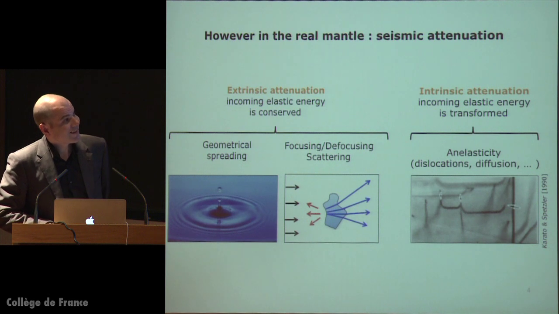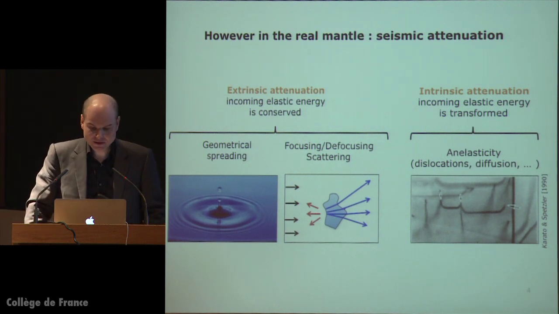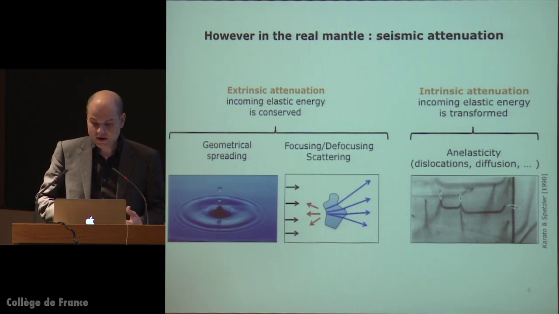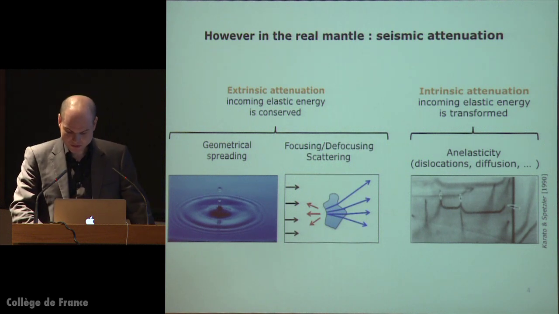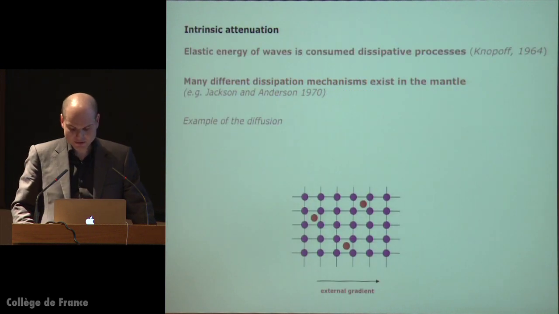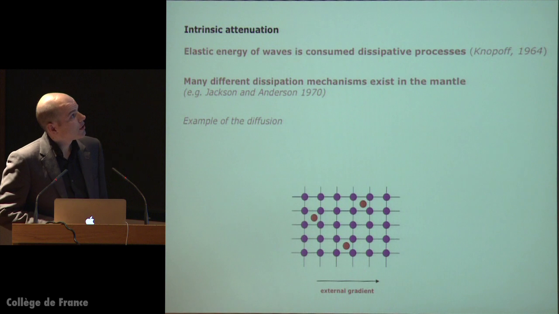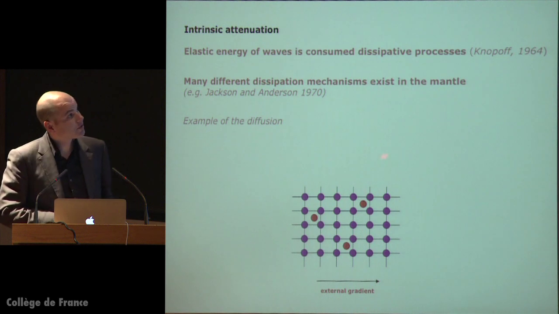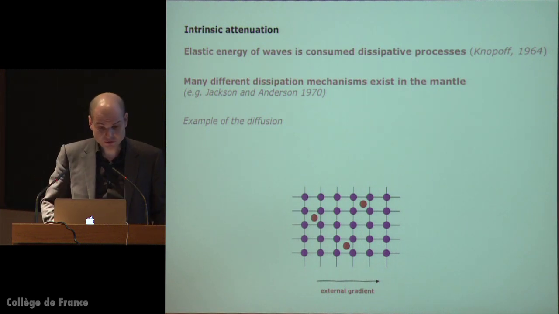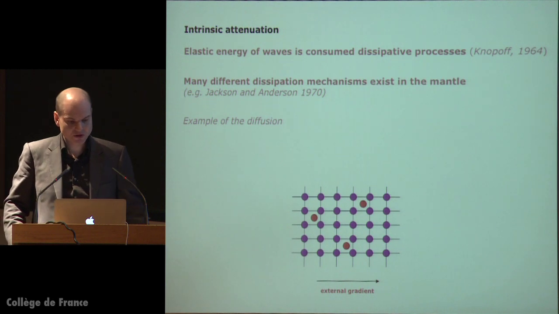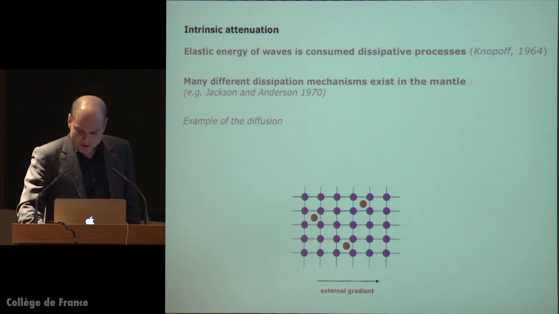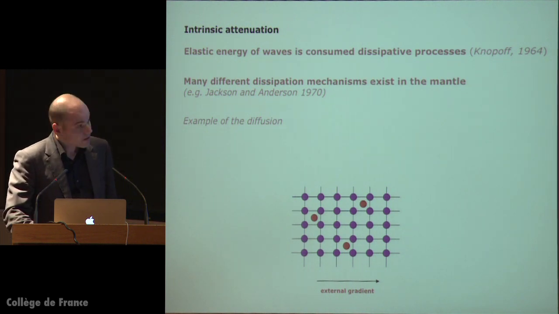So that's what I will call, let's say, the material anelasticity, which may be related to dislocations or diffusion mechanisms, and Patrick Cordier was talking very well about this this morning. The important thing is that when you consider the intrinsic attenuation, you have to have some dissipative processes, and it's a long story already from the 60s, and there are many different dissipation mechanisms in the mantle, and I just want to use an example of diffusion to show how this energy is dissipated.